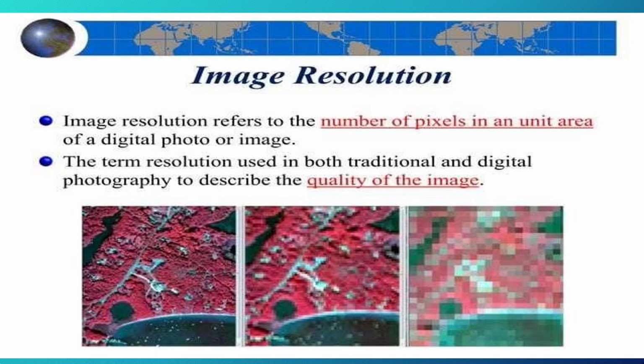Image resolution refers to the number of pixels in a unit area of a digital image and determines the quality and level of detail visible in that image. Higher resolution means more pixels and clearer, more detailed images, while lower resolution results in fewer pixels and a blocky or blurred appearance. The images shown at the bottom demonstrate this difference, where the first image appears sharp and detailed, and the last image looks pixelated due to lower resolution.